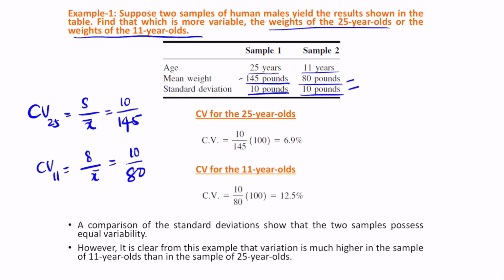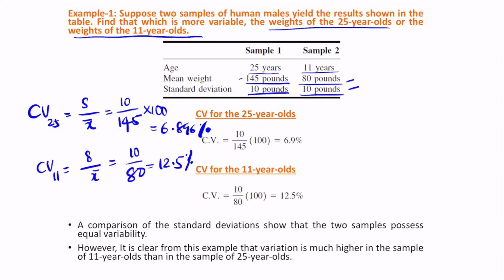Now to calculate these two values, what do you get for 10 by 145? That value is multiplied by 100, so that gives you a value of 6.896%. And for the CV of 11-year-olds, 10 divided by 80, times 100, gives you a value of 12.5%.